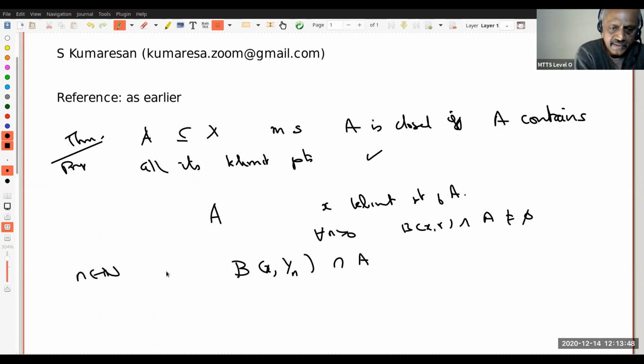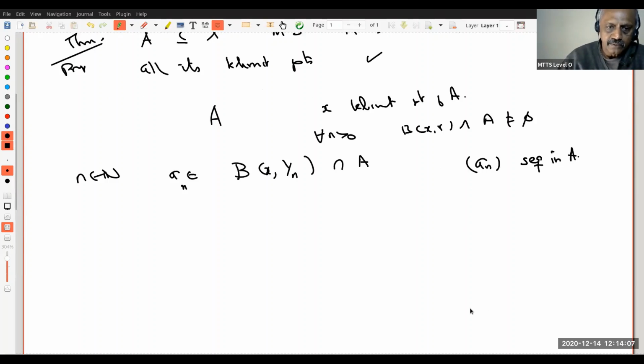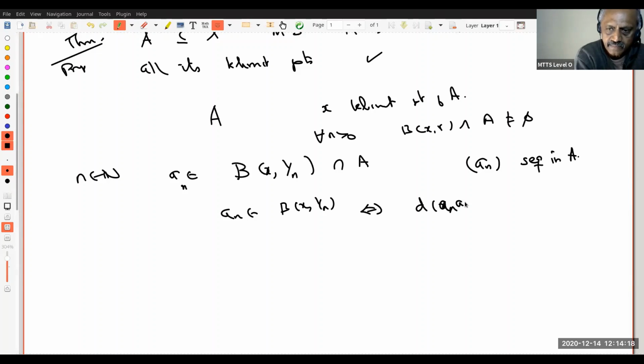That means there is a point in this intersection, which I denote by a_n, because a_n will be in B(x, 1/n). This depends on n, so I call it a_n. Now I have a sequence a_n in A. If a_n belongs to B(x, 1/n), what does this mean? This is if and only if the distance between x and a_n is less than 1 by n.